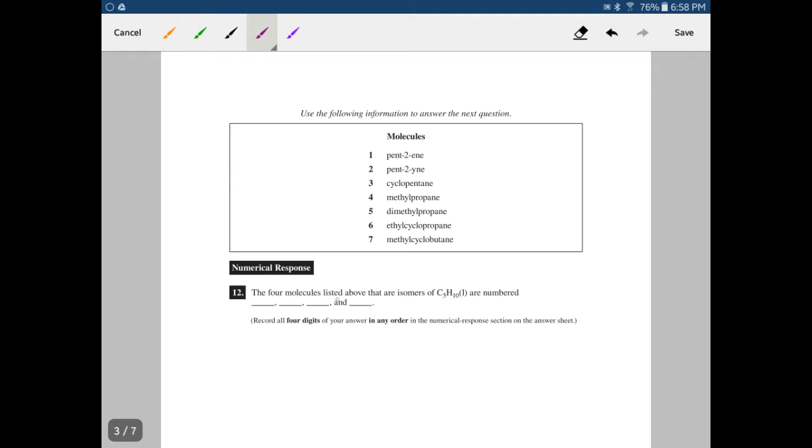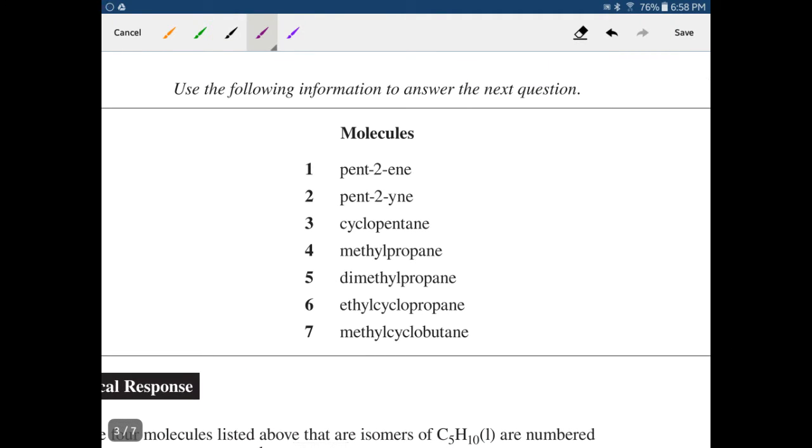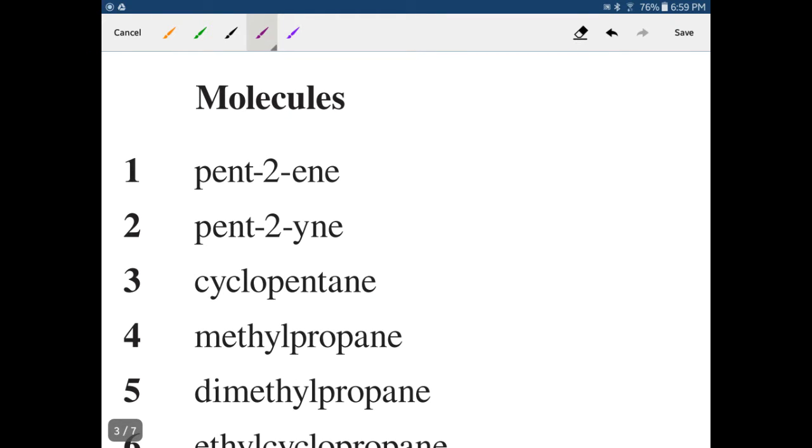This says the 4 molecules listed above that are isomers of C5H10 are numbered blank. Okay, let's draw out C5H10 and see which one of these has 5 carbons and 10 hydrogens. That might be the best way to do this. So, pent-2-ene looks something like this. Pent, 1, 2, 3, 4, 5, pent-2-ene. This means that I have 1, 2, 3.